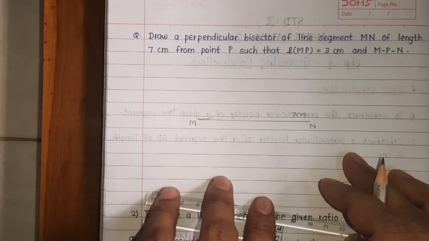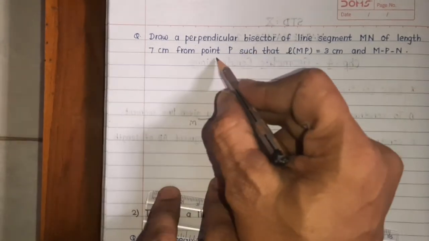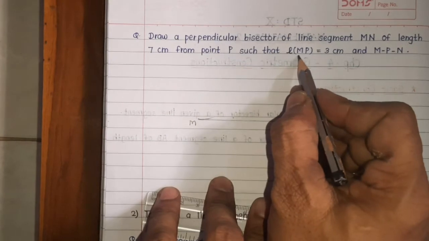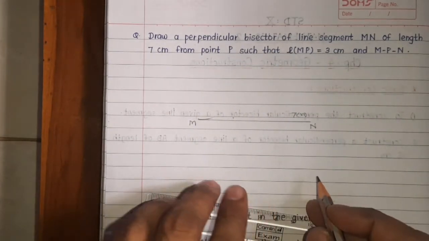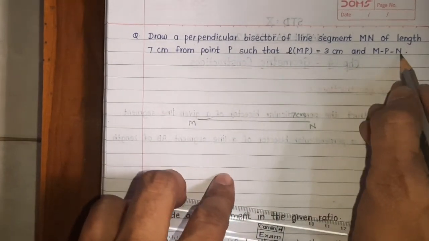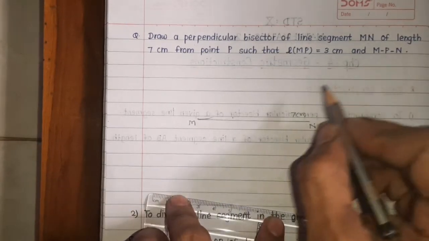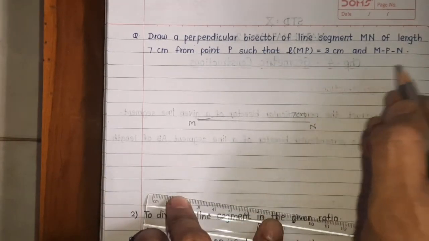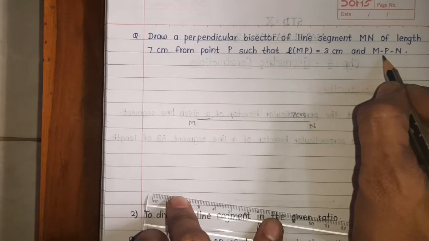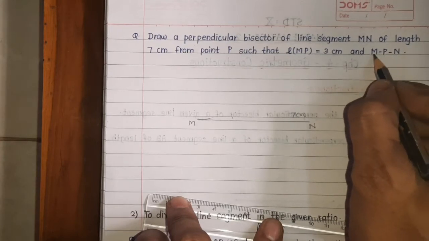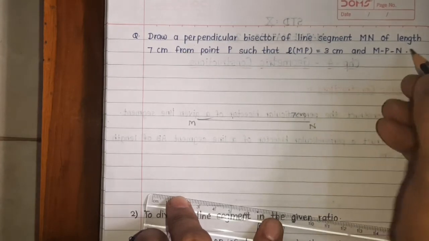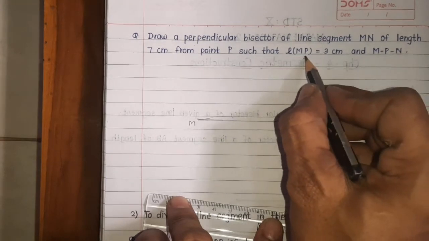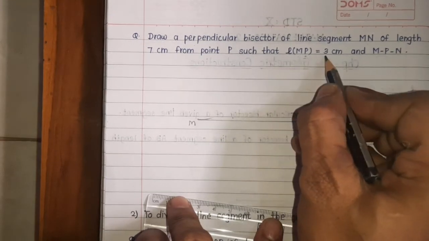Then what do we have to do? From the point P such that length MP is 3 cm. That means M-P-N. That means we have to plot the point P on this MN. But two conditions are there. The first condition is that the point lies between points M and N. And the second condition is that the distance of point P from M is 3 cm.